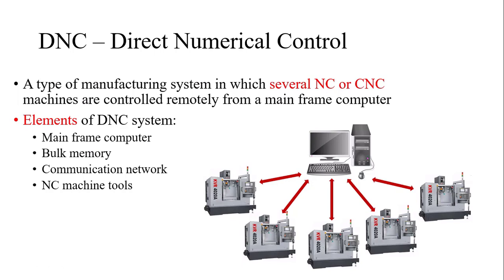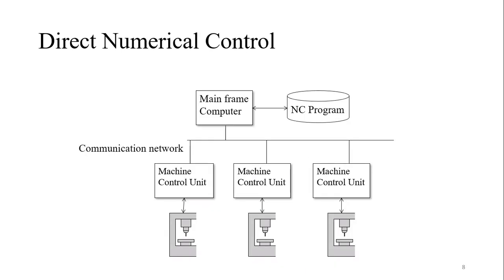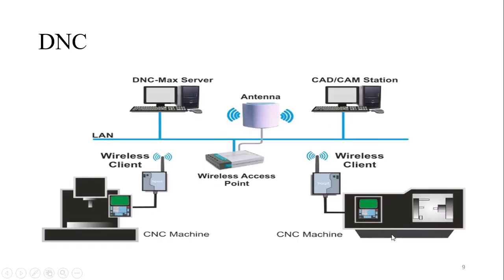Introduction: a type of manufacturing system in which several NC or CNC machines are controlled remotely from a mainframe computer. As I told you earlier, one mainframe computer is controlling all the NC and CNC machines. As you can see, there's one NC program installed in one mainframe computer. Then there's a communication network. This communication network is giving commands to each machine control unit, MCU, and further they are doing the work over there. Clear?